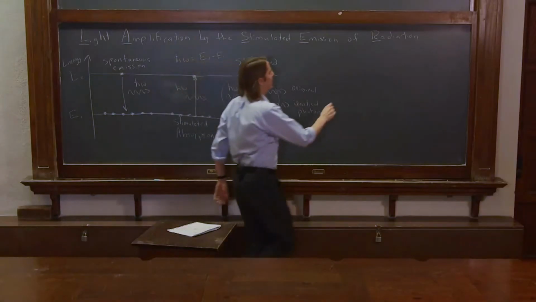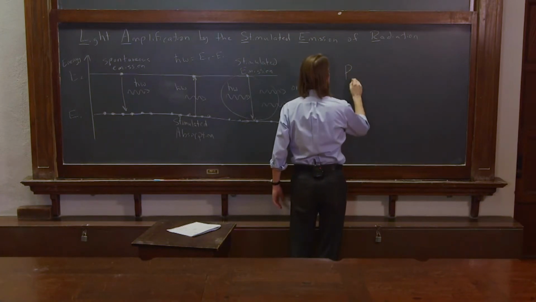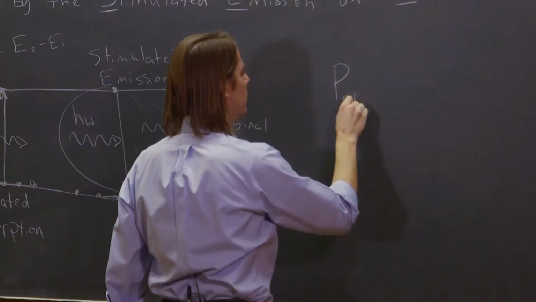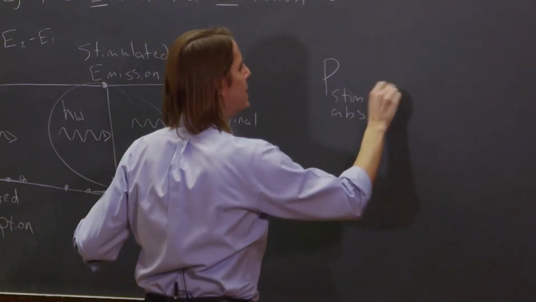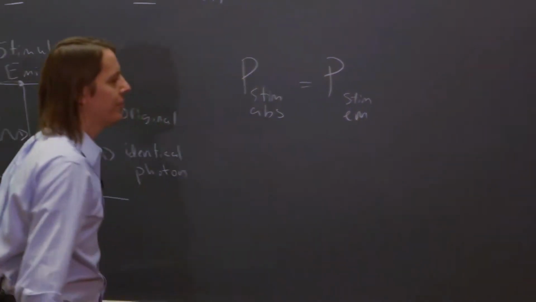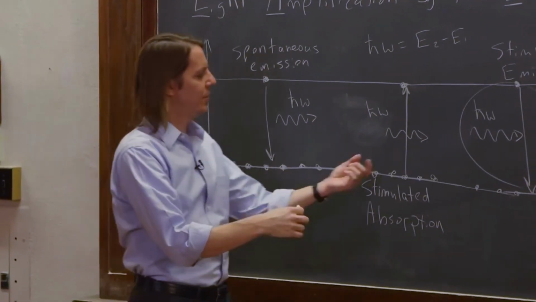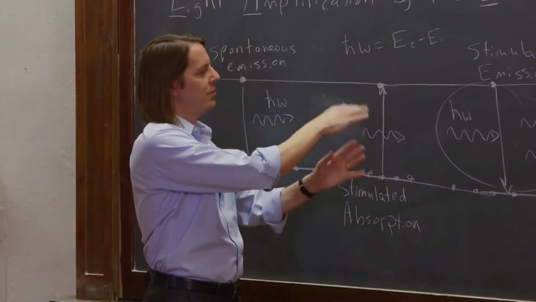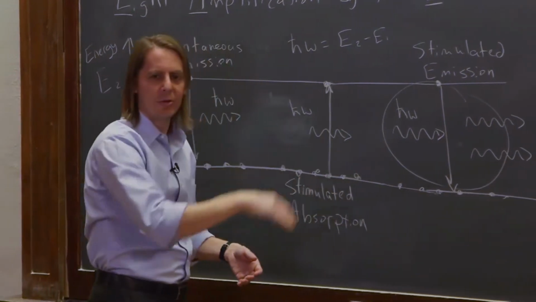So the probability of stimulated absorption equals the probability of stimulated emission, okay? So they are equally likely under identical conditions. The electron sits here, it sees the same density of photons and everything. That's just as likely as that. So it goes up, it goes down, it goes up, it goes down.